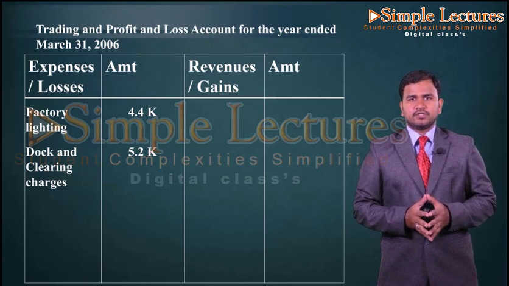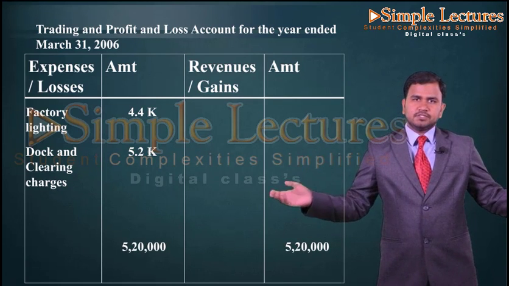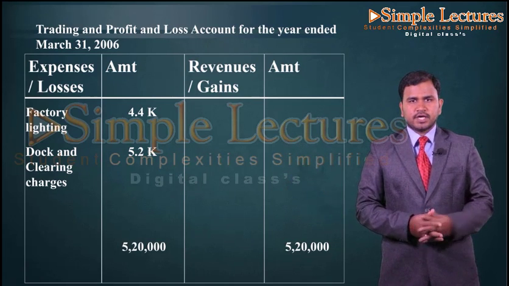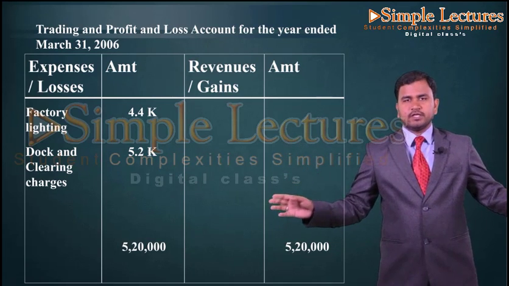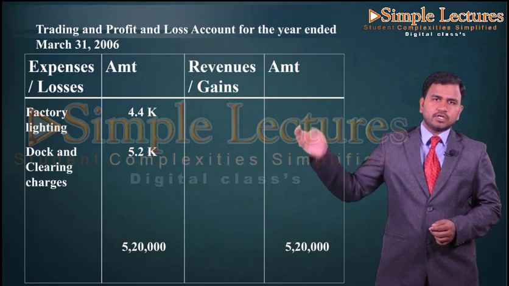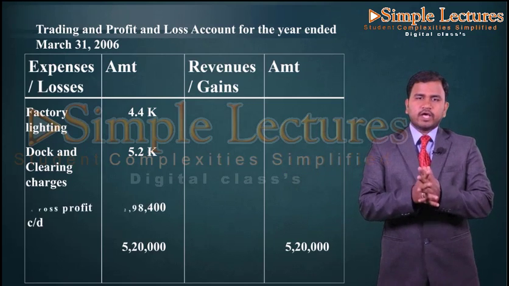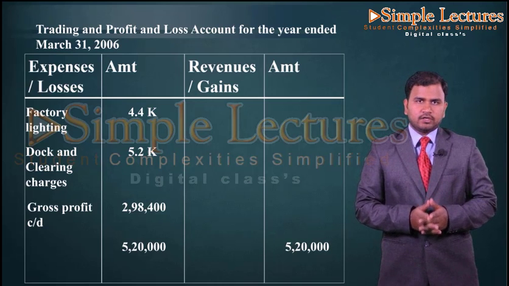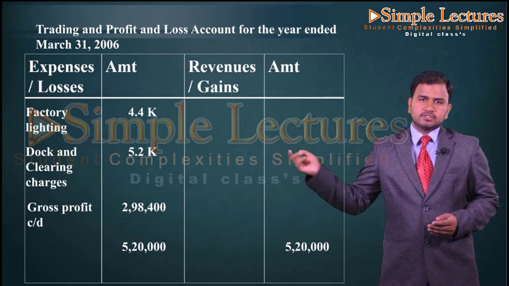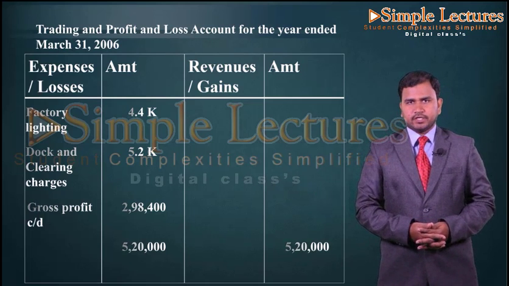So coming to the trading account, here the total of the revenue is 5,20,000 and the expenses were less than 5,20,000. So the same total we are going to record on both sides, 5,20,000. If we deduct the expenses from 5,20,000, the difference we will have is 2,98,400, which will be recorded on the expenses side above the total amount column, and the entry will be gross profit carried down.